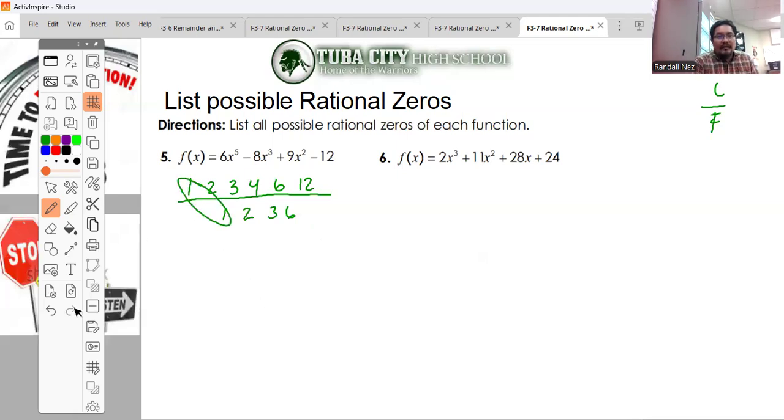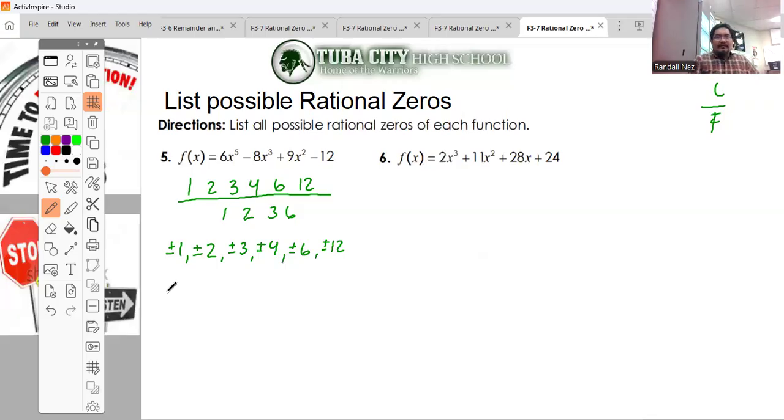Okay, so the first one again, it's going to be all the numbers over 1. And that's always going to be a possibility. It's always going to be the whole numbers of each of your last terms. All right, so there you go. 1, 2, 3, 4, 6, and 12. All of those numbers along with their positive and their negative.